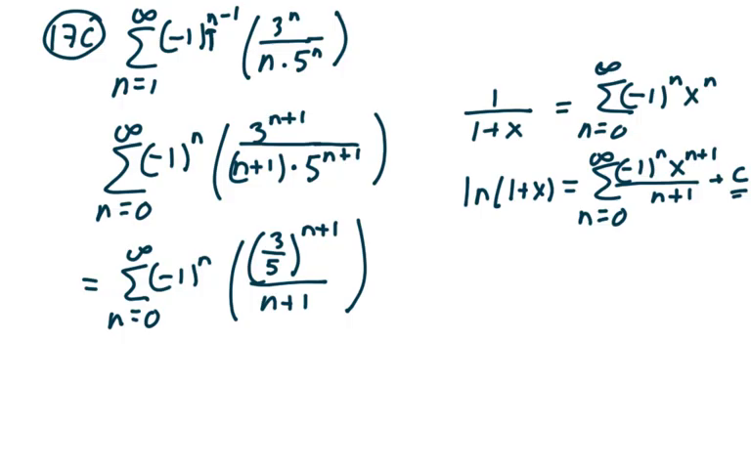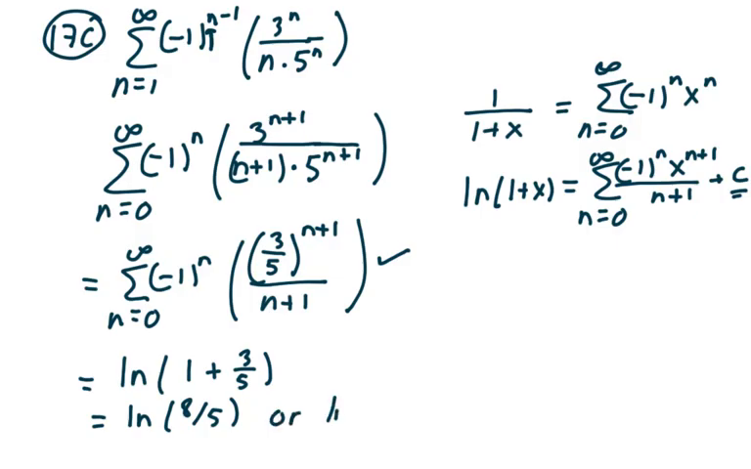Now, doesn't this sort of look like this? The only difference is I replace x with 3/5. And so the correct answer here will be natural log of 1 plus 3/5, which is natural log of 8/5. There are a couple ways you can write this, but if you wrote natural log of 8/5, that's fine. Or natural log of 1.6, that's also fine. And that's how we would do 17.